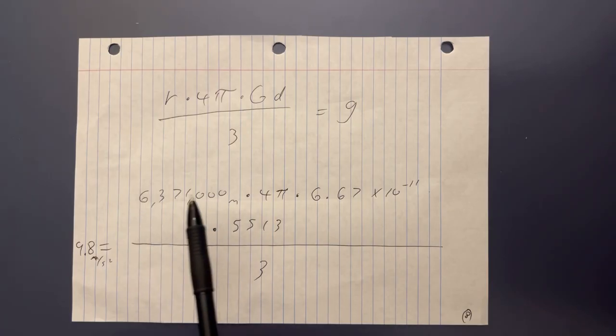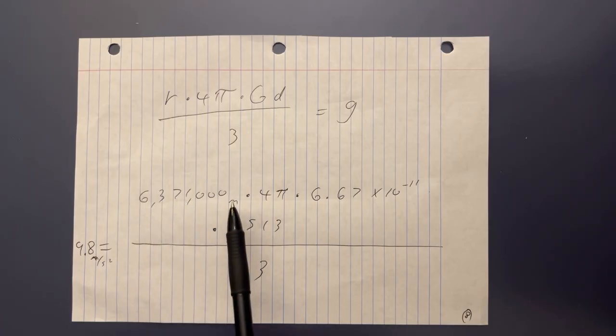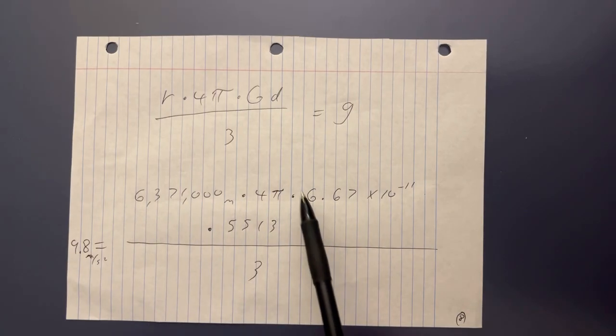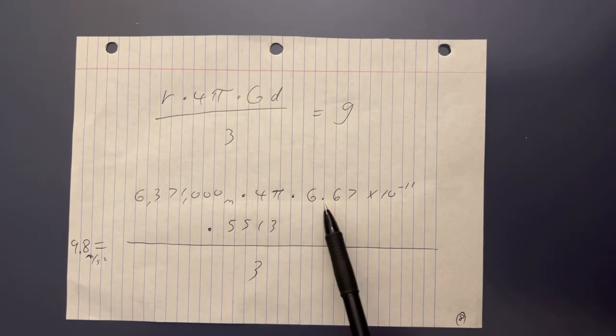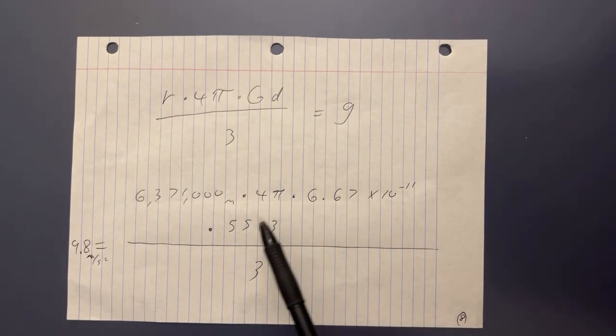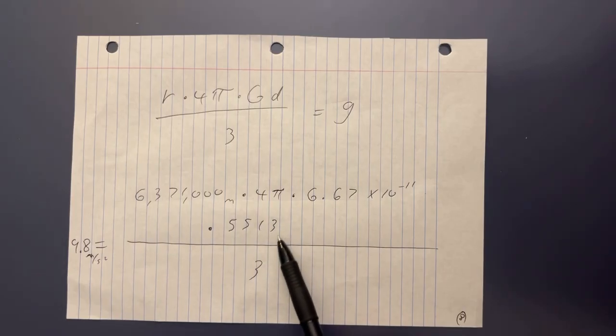Okay, so what this means is you take the radius of the planet. By the way, Wikipedia gives us as kilometers. You have to turn it into meters, times 4 pi, times your gravitational constant, 6.67 times 10 to the negative 11th, times the density of the planet in kilograms per cubic meter, divide it by 3, you'll get 9.8 meters per second squared, which is the acceleration on Earth.